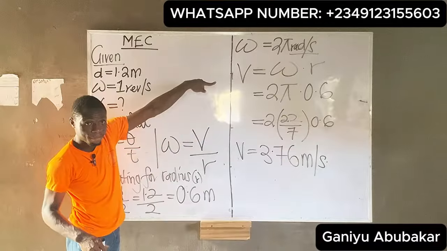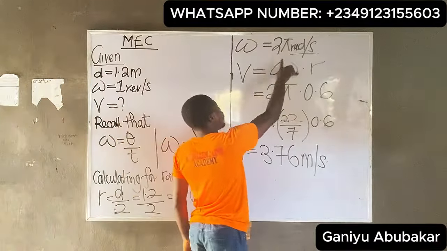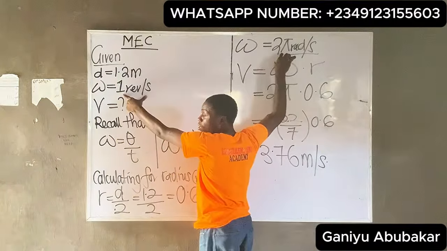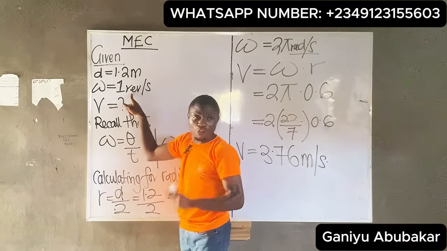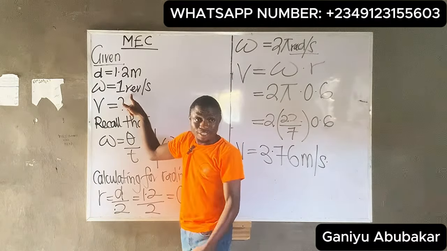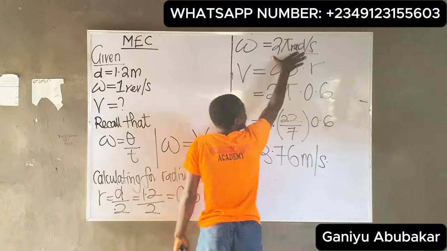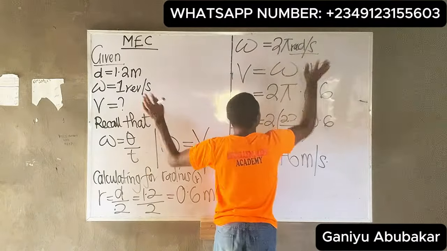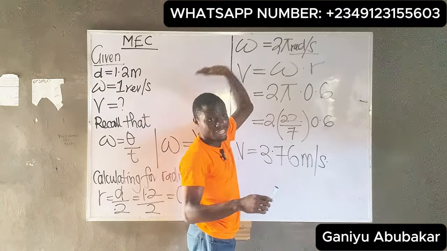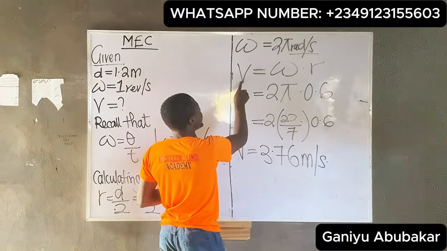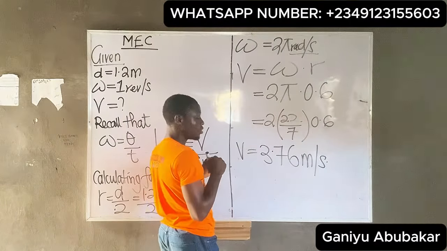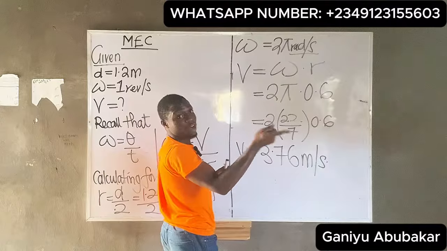Now, what's omega? Omega was this initially. No, I gave you that one rev is what? Check a book. One rev is what? 2 pi rad. Just take this as this. You just need 2 pi here. That's what we're looking for.